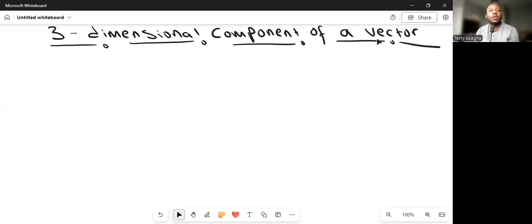So we're going to talk about three-dimensional components of vector. In the previous video, we talked about two-dimensional component. I'm going to talk about three-dimensional component here. Actually, it's going to be a short video as well.